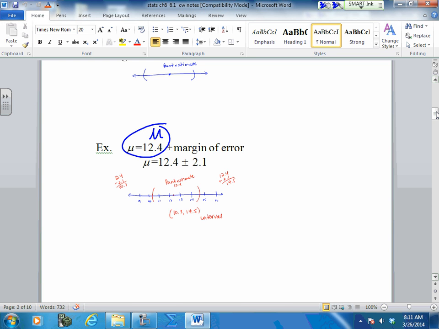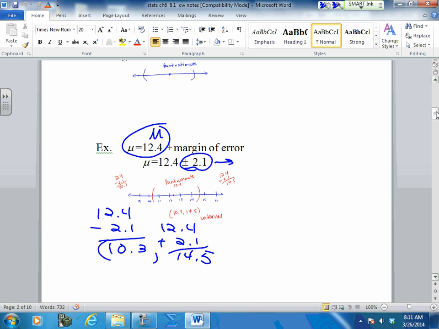Here's your mean for your advertisements. We are going to develop this margin of error tomorrow. But for now, if they give us a margin of error, all we do is take your mean, subtract it, take your mean, and add it. So now, here's my interval.